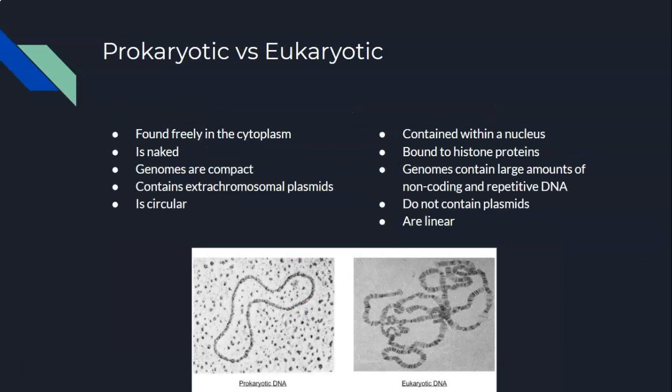So, a general side-by-side comparison, pro versus eu. Prokaryotic DNA is in the cytoplasm, naked, genomes are compact, can contain plasmids, and is circular, whereas eukaryotic DNA is contained in a nucleus, bound to proteins, has large amounts of non-coding and repetitive DNA, no plasmids, and is linear.